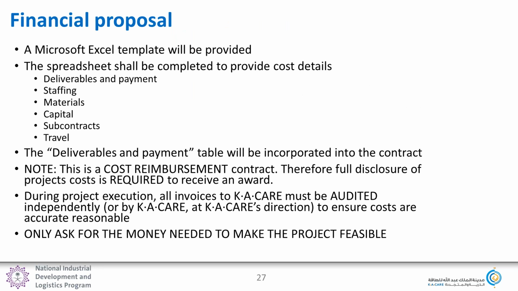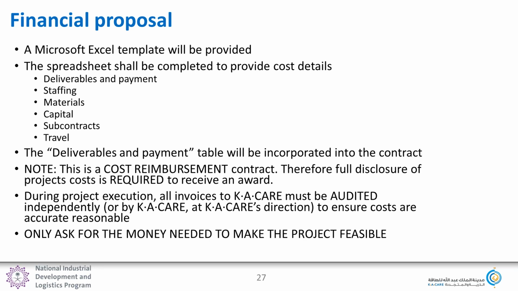The financial proposal: it says in the RFP that there's a financial proposal that's submitted as a PDF and also as an Excel spreadsheet. And I believe, for the most part, the PDF will just be a PDF of the spreadsheet itself. So we're providing a template, and that template has tabs for deliverables, payments, staffing, materials, capital, subcontracts, and travel. And we need all of those fully detailed, and there's space in the template for justification for your basis of estimate of every one of those, and we will examine that carefully.